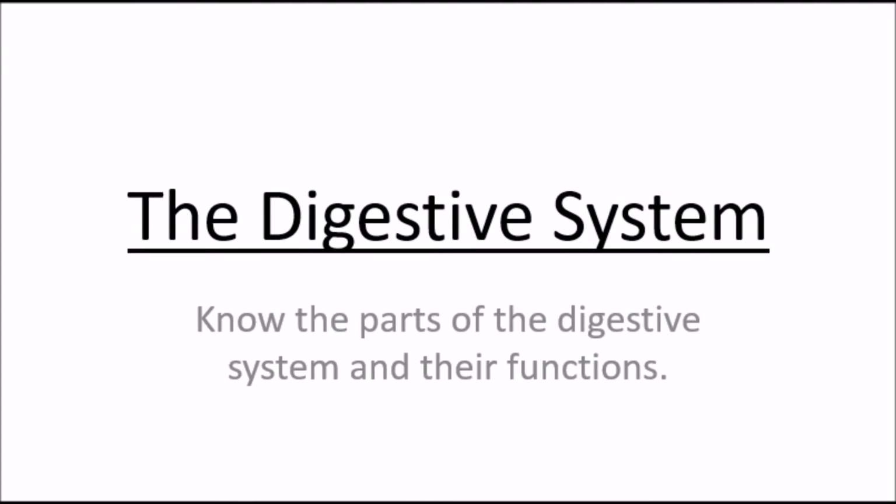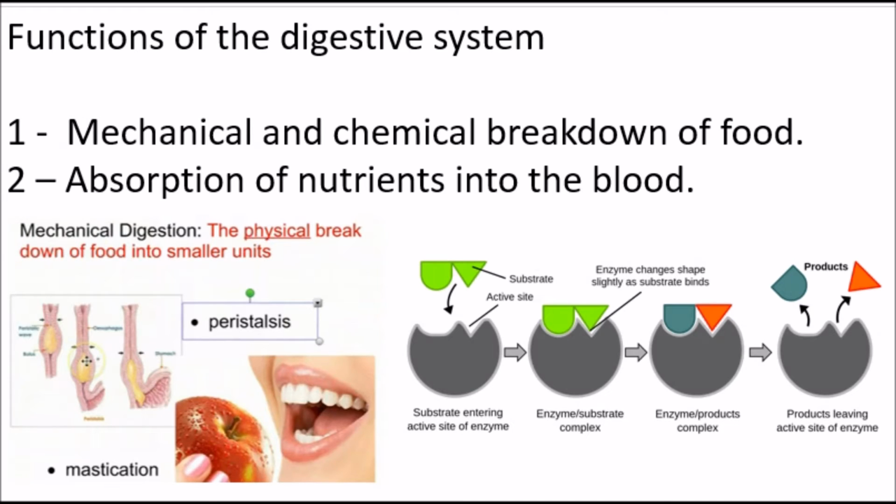Okay, I'm going to talk to you very briefly about the digestive system. Now let's start with the functions of the digestive system. We're looking at the mechanical and chemical breakdown of food. Now, mechanical breakdown of food, that's the physical breakdown. You're actually cutting the food up into little bits and mushing it into smaller pieces.